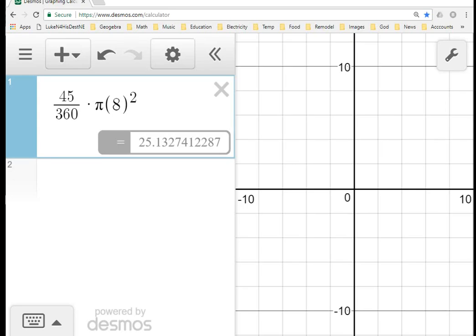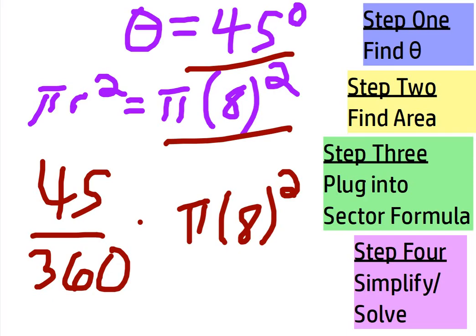Okay, so on the front page, it's saying round to the nearest tenth. So all you really need to do is just plug that into your calculator. 25.1 would be the nearest tenth. As far as what letter to use for sector, you could just use S.